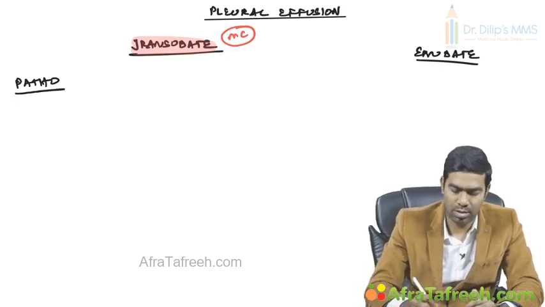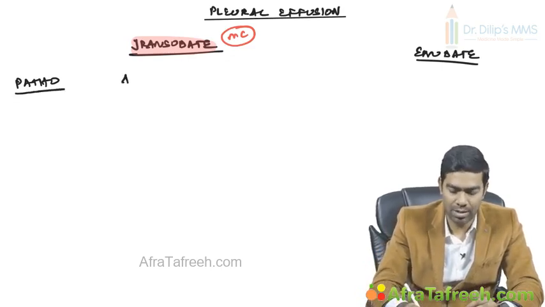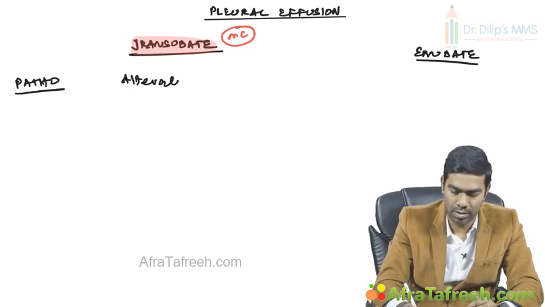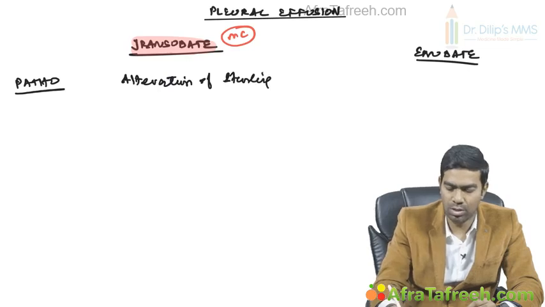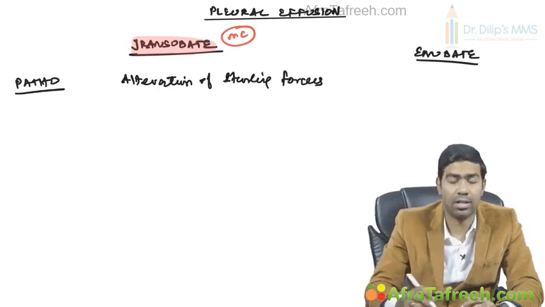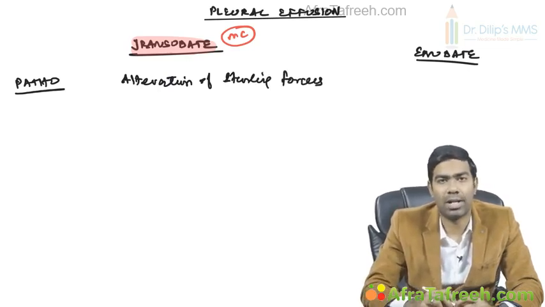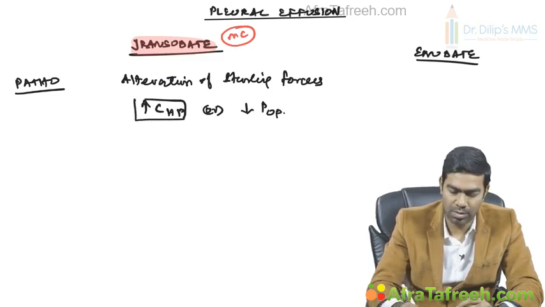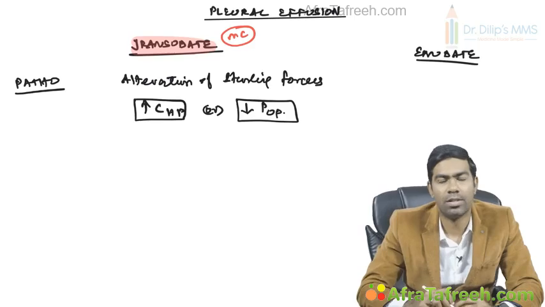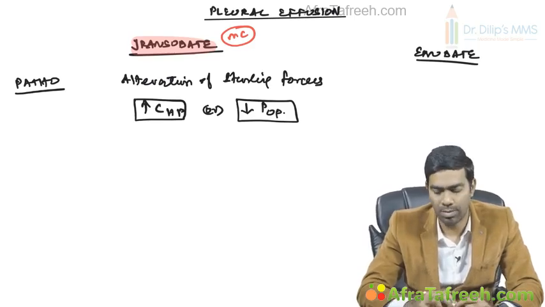Pathophysiology-wise, transudates are generally due to alteration of Starling forces. There are two Starling forces that can be altered. One is the capillary hydrostatic pressure and second is the plasma oncotic pressure. So either an increased capillary hydrostatic pressure or a decreased plasma oncotic pressure, the mechanisms of which you know already. So this is the reason for the development of this transudative type of effusion.